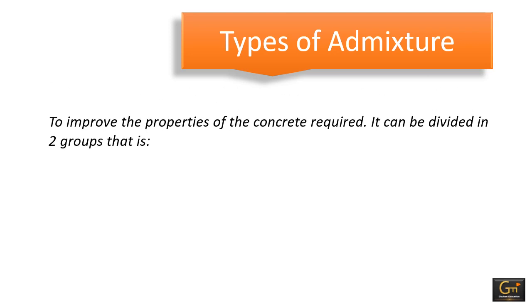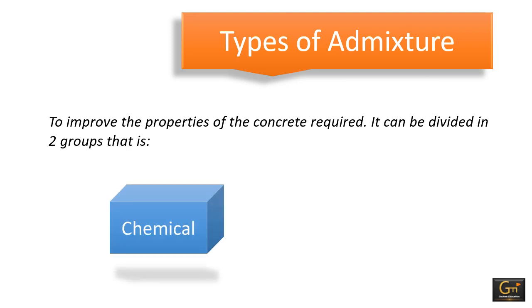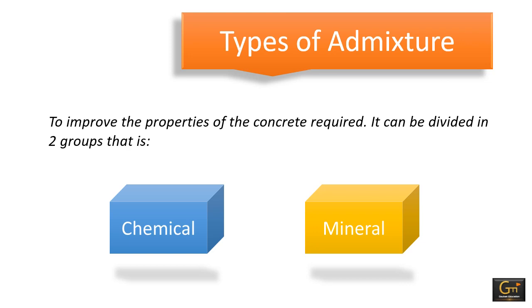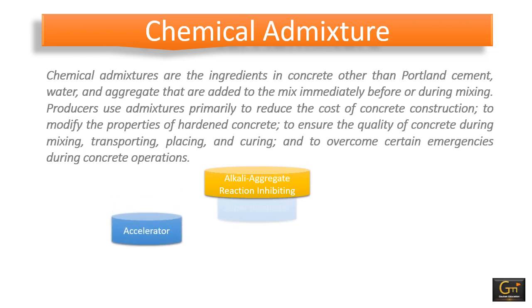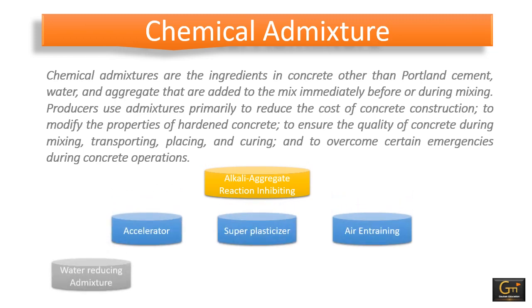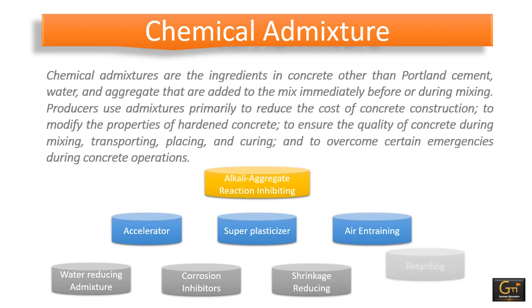Types of admixture. To improve the properties of concrete, admixtures can be divided into two groups. The first one is chemical and another one is mineral admixture. So in the first part of the video we will study some chemical admixtures. First we have to understand what a chemical admixture is. Chemical admixtures are the ingredients in the concrete mix other than the usual ingredients like cement, water and aggregate, and they are added to the mix immediately before or during the mixing of concrete.